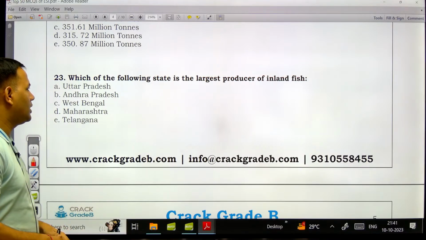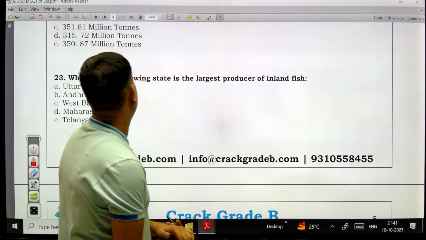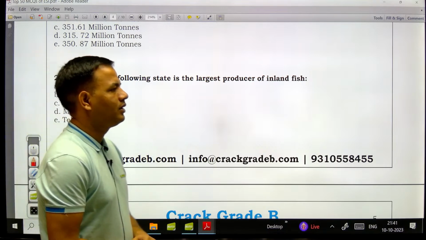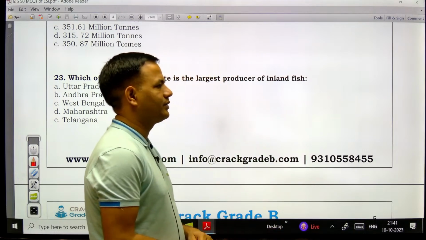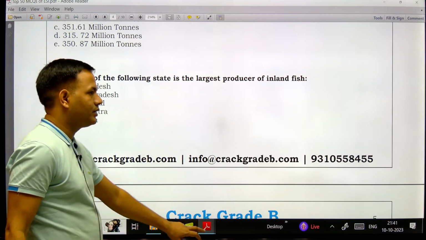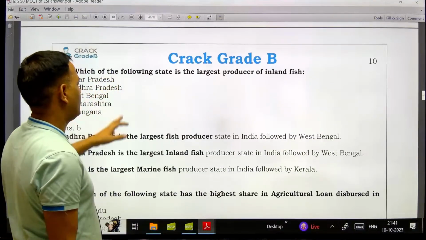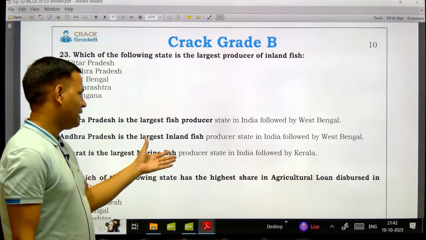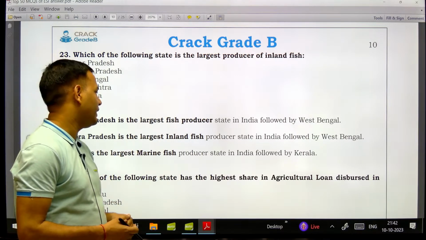Which of the following states is the largest producer of inland fish? Uttar Pradesh, Andhra Pradesh, West Bengal, Maharashtra, Telangana. 23rd, B, Andhra Pradesh. I think it is correct. Andhra is the largest producer of fish. Andhra Pradesh is the largest fish producer in India. Andhra Pradesh is the largest inland fish producer, and Gujarat is the largest marine fish producer.